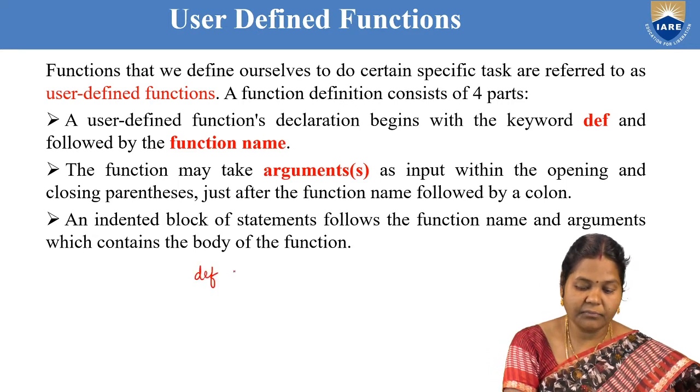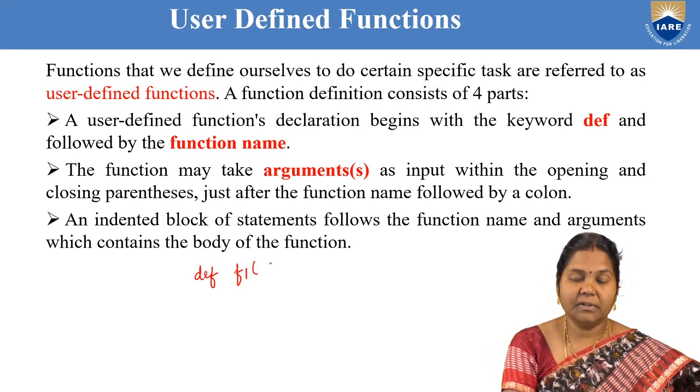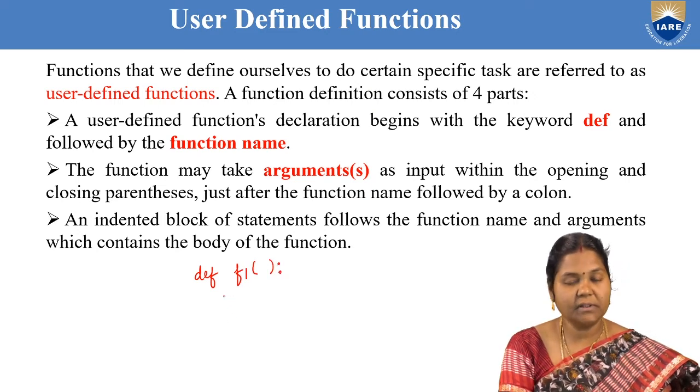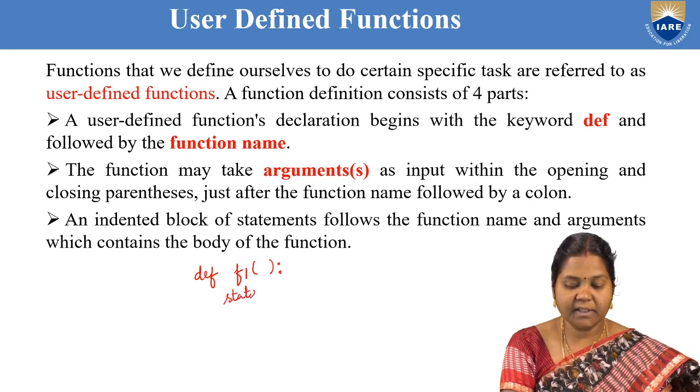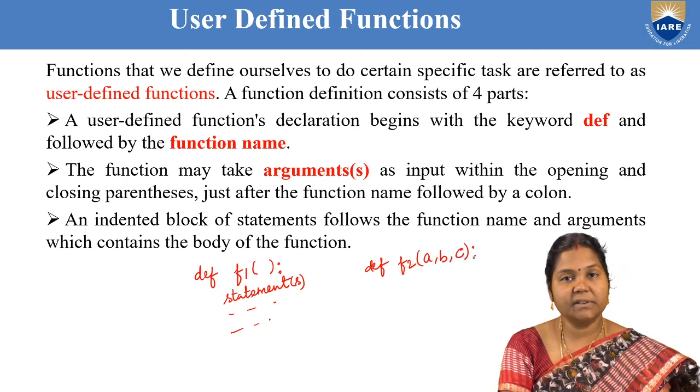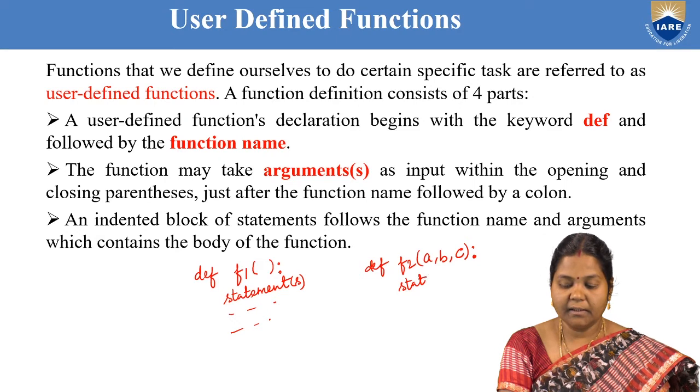So let me write def f1, which is the function. Suppose a function does not take anything, so just open the bracket and close it, and then write a statement or statements. This is called the body of the function. If the function takes some arguments, for example def f2 is another function which takes some arguments a, b, c like this, then put a colon and then write down a statement or statements. So this is the way in Python a function should be declared.